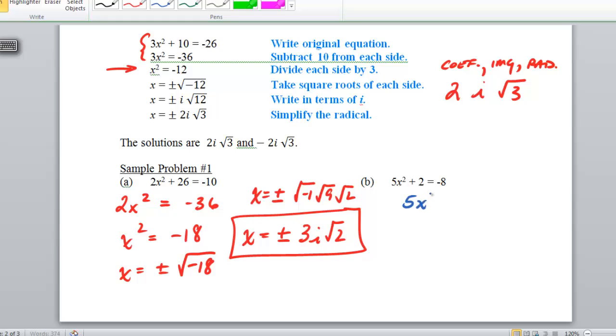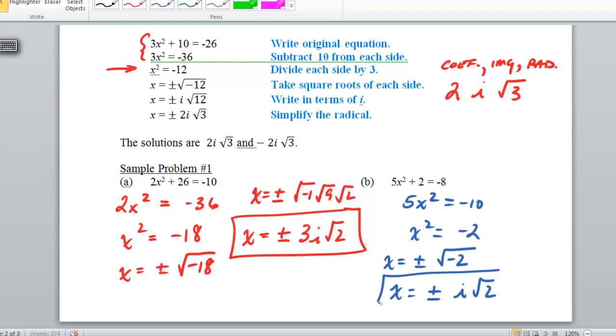So 5x squared equals negative 10, x squared equals negative 2, x equals plus or minus the square root of negative 2, and this is simply plus or minus i square root of 2. And that is our final answer. So now we can see we've introduced the imaginary unit as a way to help us deal with the square root of a negative number, and this will help us continue to solve quadratic equations with square roots.